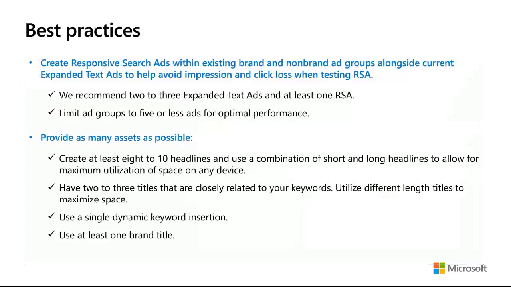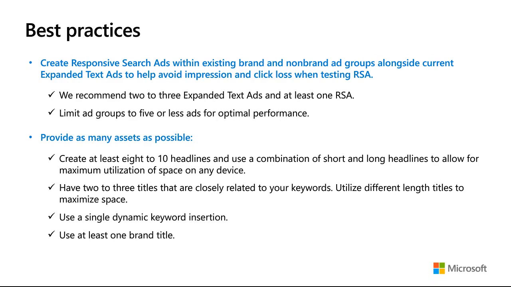Some best practices include creating RSAs within existing brand and non-brand ad groups alongside current expanded text ads to help avoid impressions and click loss. We recommend 2 to 3 expanded text ads and at least 1 RSA, and limit ad groups to 5 or less ads for optimal performance.